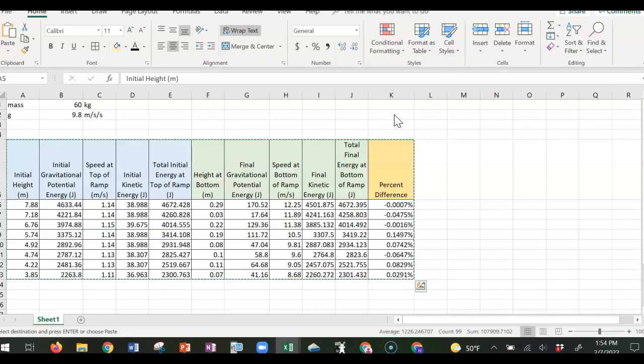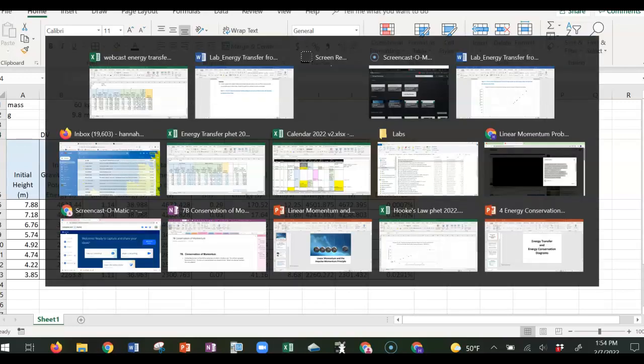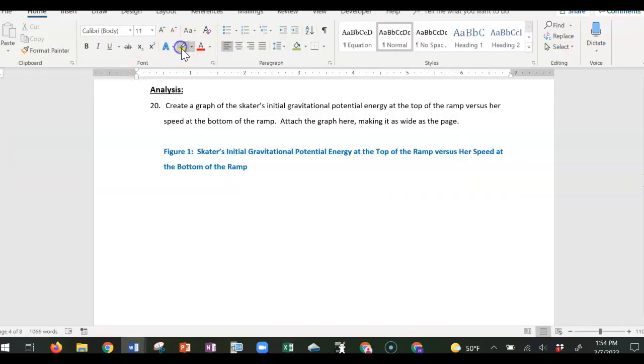So if you look at your Excel file, these 2 columns are not next to each other. The initial gravitational potential energy is going to be my dependent variable, because that's going to go on the y-axis. The speed at the bottom of the ramp is going to be my independent variable, because that's going to be on the x-axis. I know that because of the way that they've labeled the graph, right? Initial gravitational energy versus the speed at the bottom of the ramp. Okay? Because it's always what's on the y-axis versus what's on the x-axis.